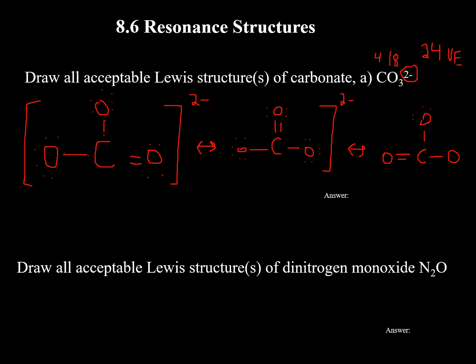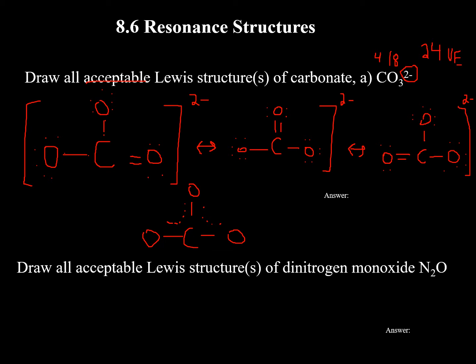1, 2, 3, 4, 5, 6, 7, 8, 9, 10, 11, 12 with the bonds 13, 14, 15, 16, 17, 18, 19, 20, 21, 22, 23, 24. So this is the correct Lewis structure. It says draw all acceptable, so these are all valid. They're in resonance. Sometimes in a textbook, you'll see this O, O, and an O, and you can draw some dots here to show that the double bonds have been moving from one to the other.